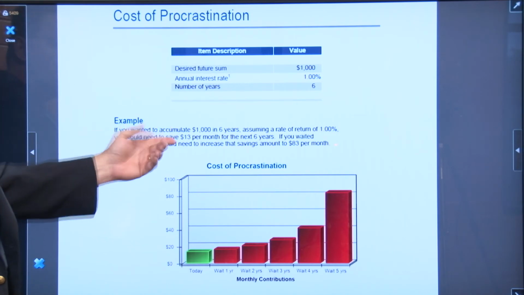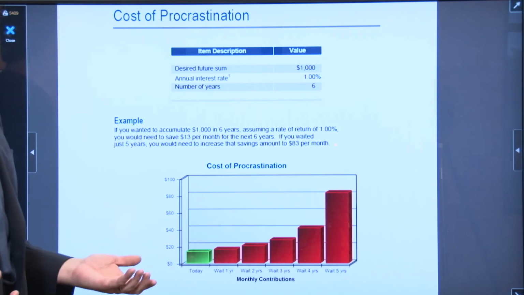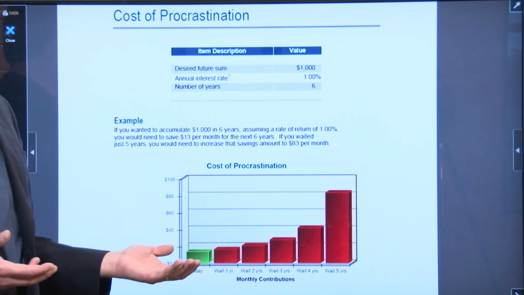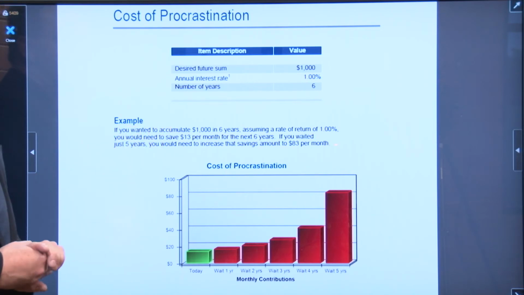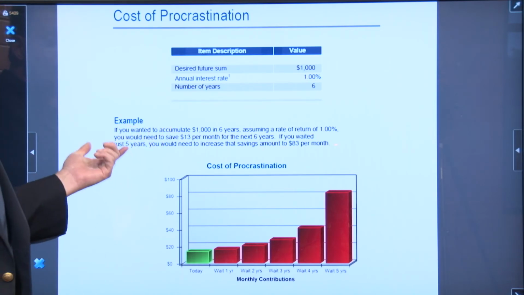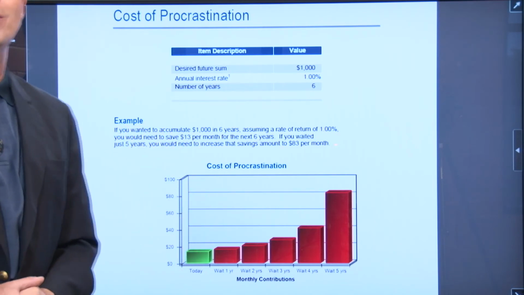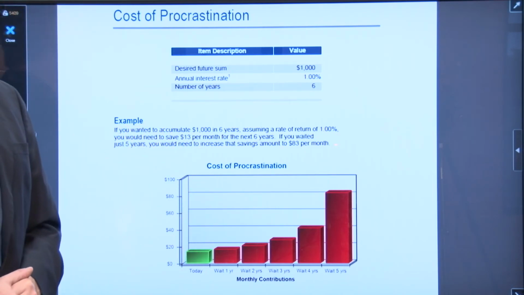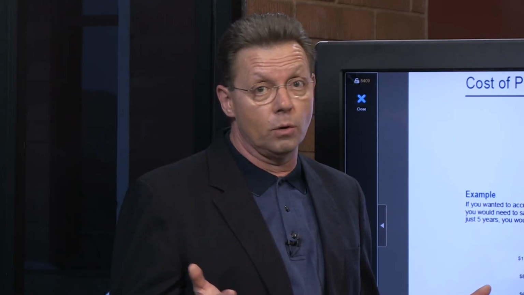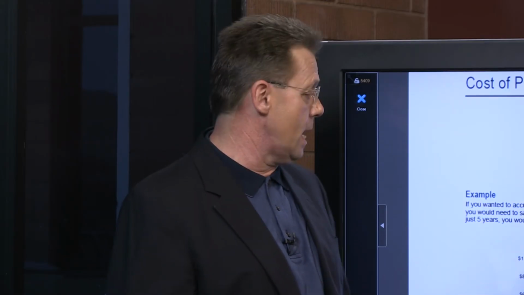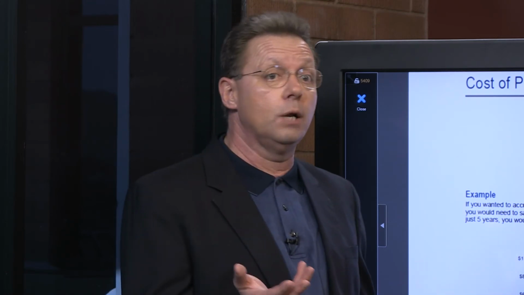So if you want to accumulate $1,000 in 6 years, and assuming the rate you're getting is 1%, which by the way in today's market would be pretty much what it is, you would need to save $13 per month for the next 6 years. If you waited just 5 years, you would need to increase that savings to $83. Now, if you're a young person under 50, you should be looking at this chart and saying, especially with human mortality being what it is, you need to start today. And look how small that is. Well, of course, we're only talking about $1,000 and we're only getting 1%.